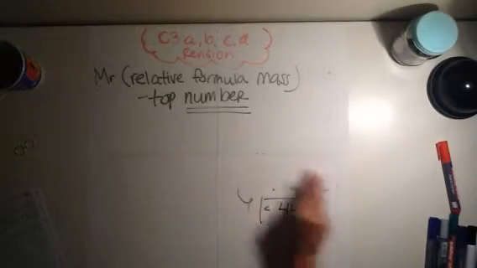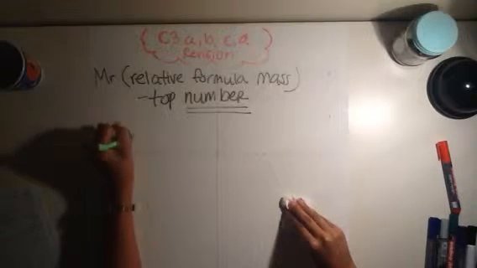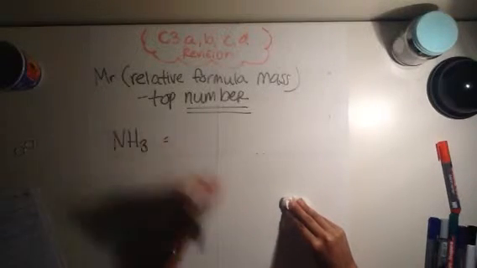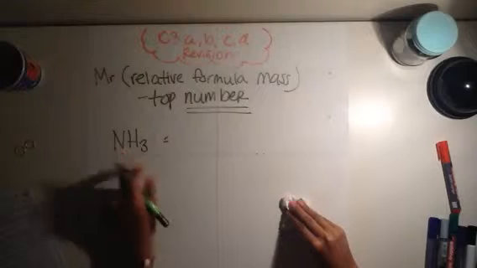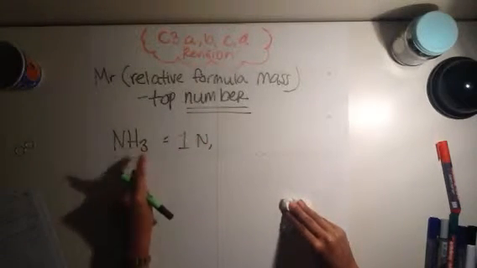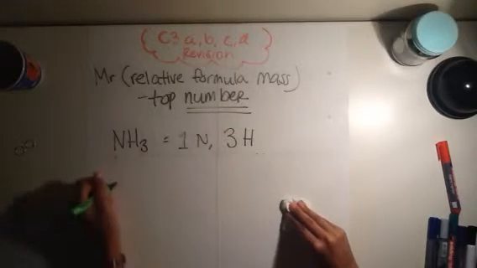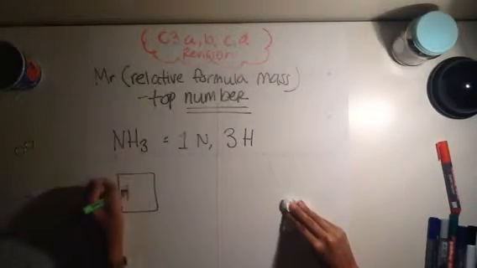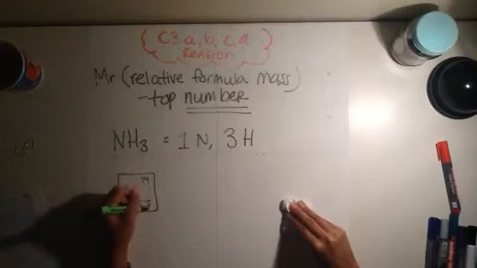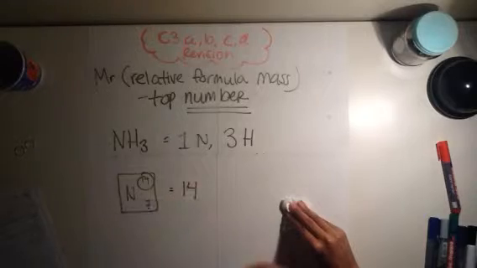Now we'll do 2 more examples. We have something here, NH3. So what does that tell us? How many nitrogens do we have? 1 nitrogen. H3, 3 is in front of the H, so that means we have 3 hydrogens. If you look up nitrogen in your periodic table, it should be 14 and 7. Again, it's the top number, so that's going to be 14.